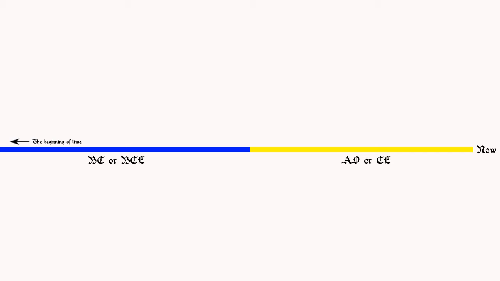So the first century AD is that from 0 up to 99. The second century is from 100 to 199, and so on and so forth for AD. And then for BC, you count backwards from 0. So the first century BC begins in the year 99 BC and goes through to 0. The second century starts in the year 199 BC and goes through to 100.